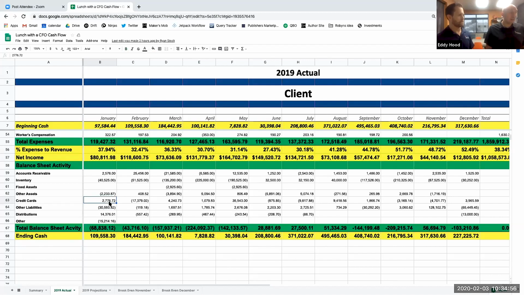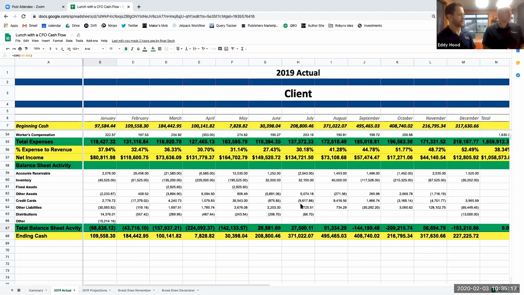We put some money back in, and then we came down to our balance sheet activity and said, "This is all." Our balance sheet was affected by a negative 68. Our cash was affected by a negative $68,000 from our balance sheet in the month of January. And you can see when looking at this, we've got some months that are negative, some months that are positive, and it'll swing like that.